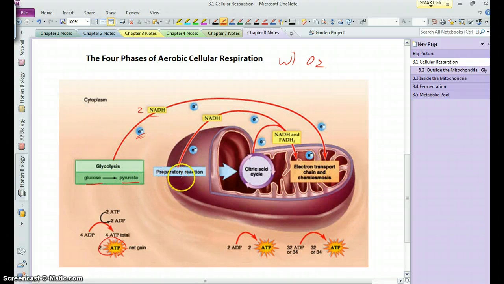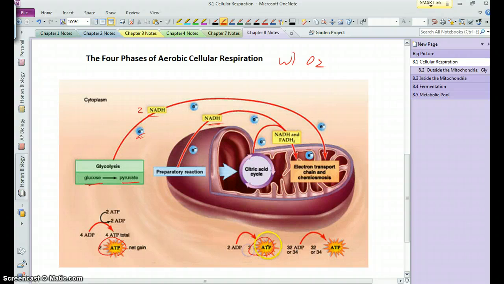Now the pyruvates are going to be modified in this what's called the preparatory reaction or phase. In the process of being modified, we're going to produce some more NADH. And then the modified pyruvate, which is this molecule called acetyl-CoA, will enter the citric acid cycle or the Krebs cycle. And there we're going to complete the breakdown or oxidation of the original carbons that were in the glucose.